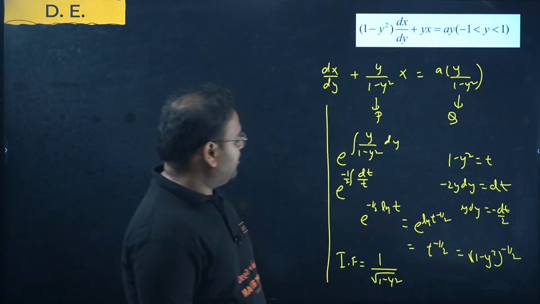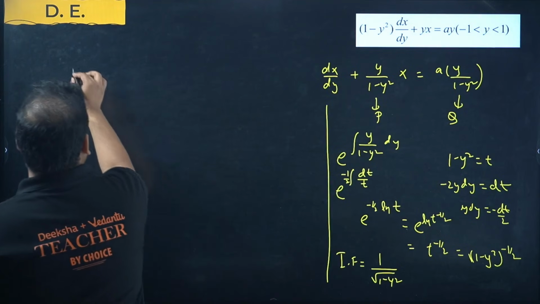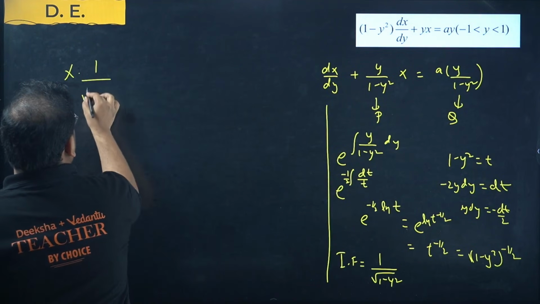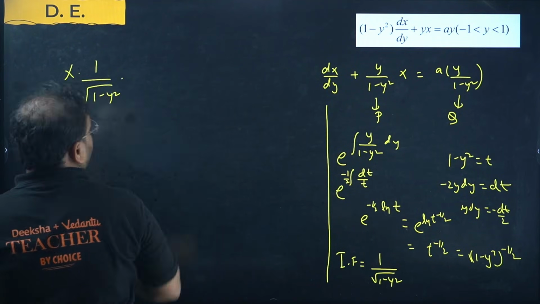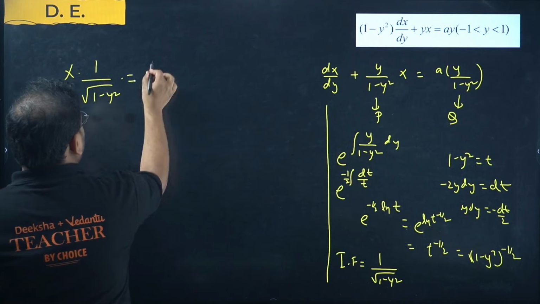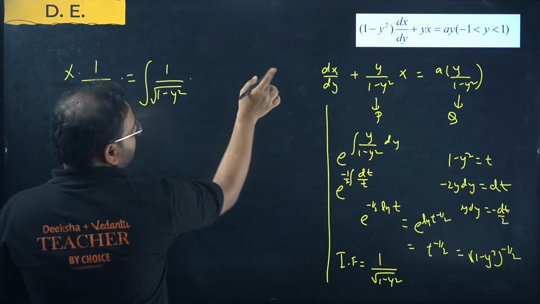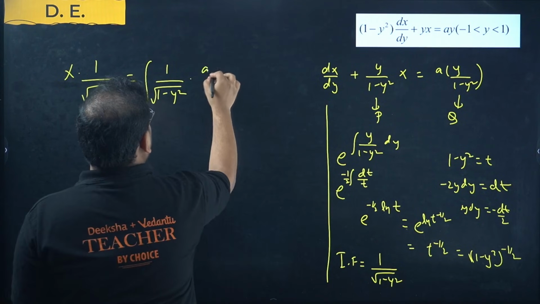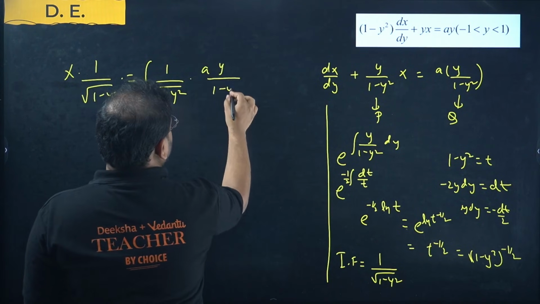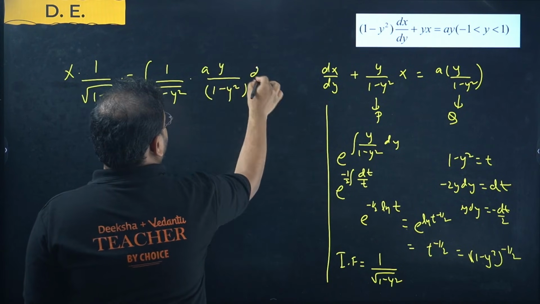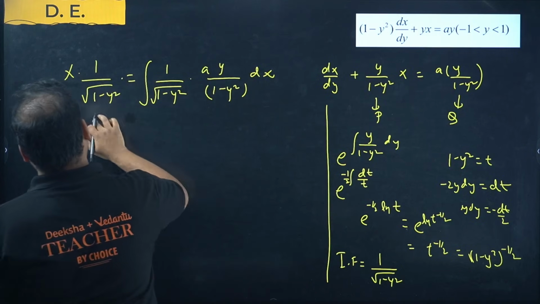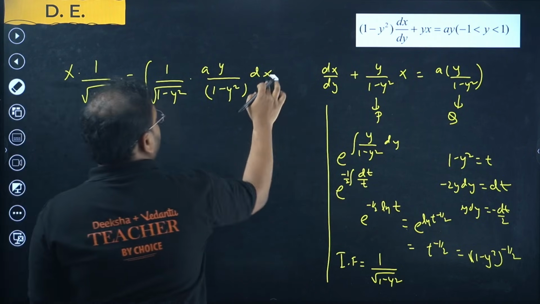Make sense? Okay, so once we have this, your answer becomes x times of this value 1 upon root of 1 minus y square. Now integrate, this is equal to integrating this integrating factor into that value. We have a times of y into 1 minus y square dy, y square dy.